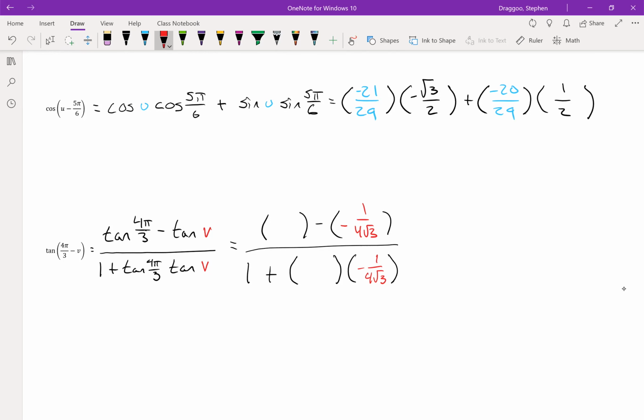And then we'll get the missing tangent 4 pi over 3, which is a value we know off of the unit circle. That's in the third quadrant, so both of these should come out to positive square root 3.